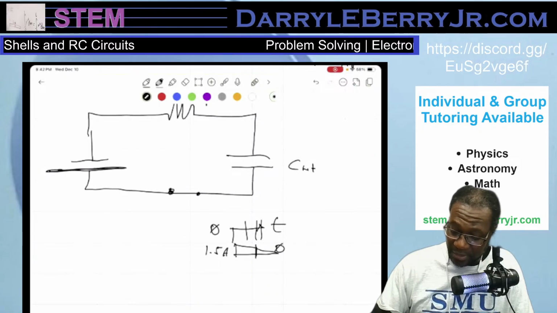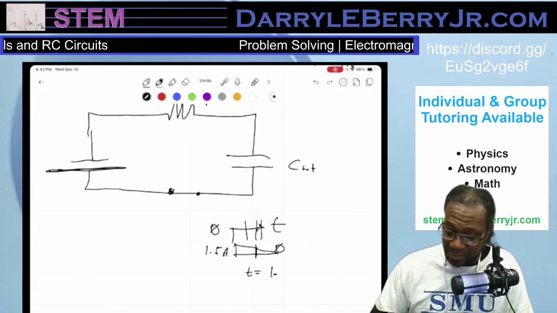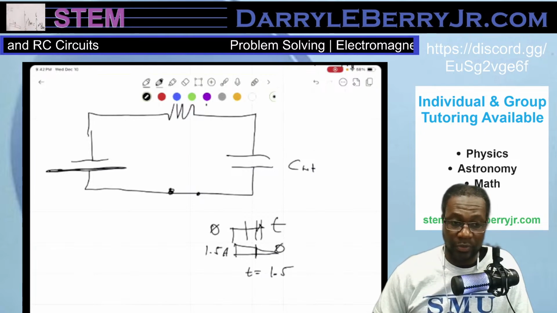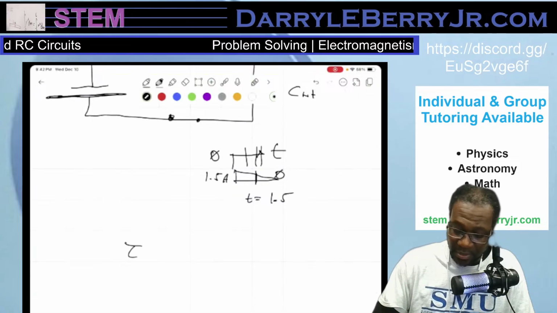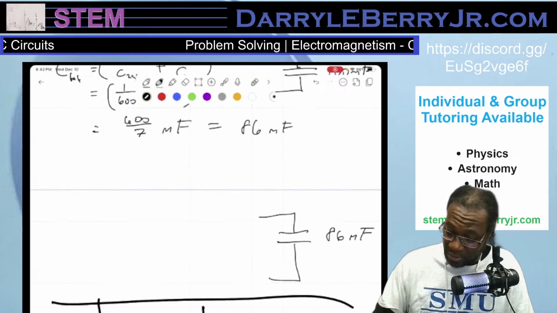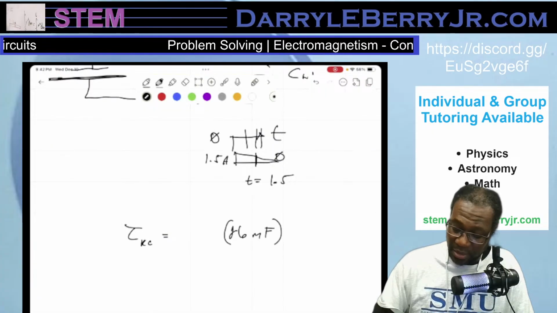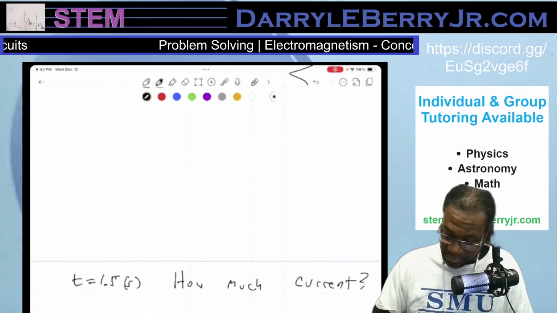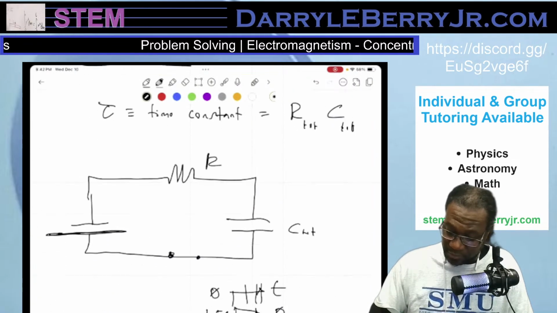And what I want to know is, if this is t equals, what did I say, 2 seconds or 1.5 seconds? What did I say? 1.5. If this is 1.5 seconds, I want to know at that point how much current is going through that circuit. So the first thing I need to do is get my time constant. So the time constant for this RC circuit is going to be, so my equivalent capacitance was what? 86. So this is 86 microfarads. And my equivalent resistance was, what was it? 20.5 ohms.